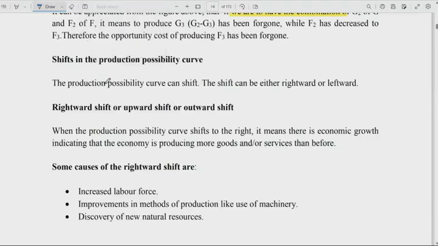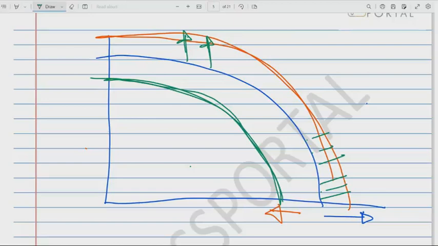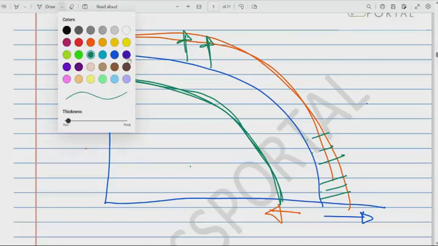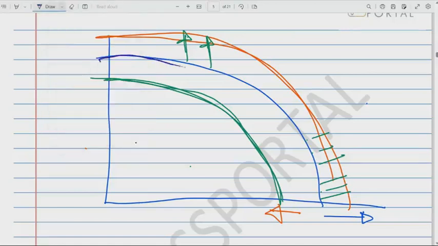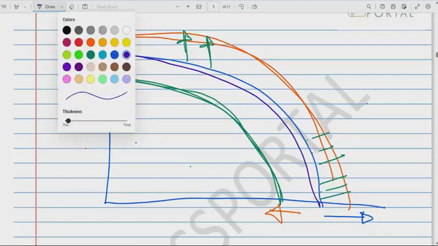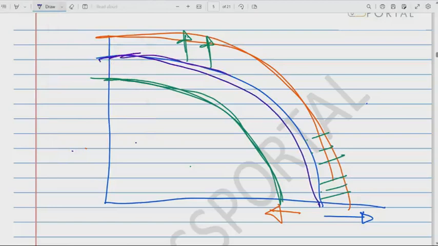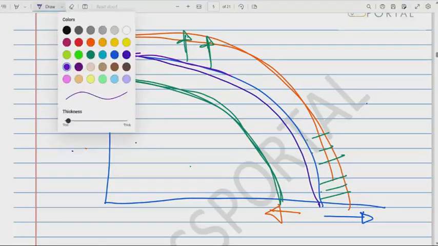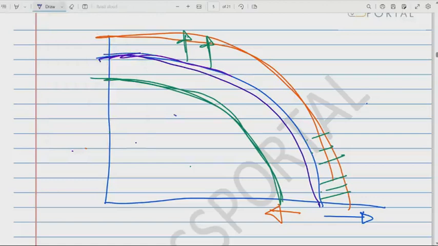So when the production possibility curve shifts to the right, it means that there is economic growth, indicating the economy is producing more goods or services than before. We saw at first it was on the blue line. So it was right here on the blue line, right? So that's where it was.